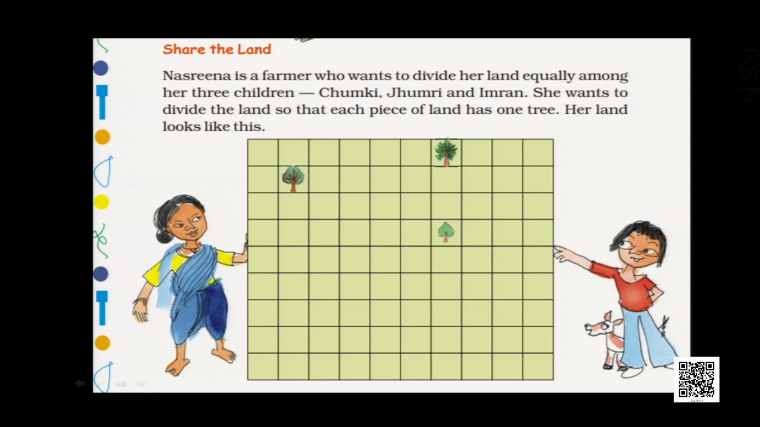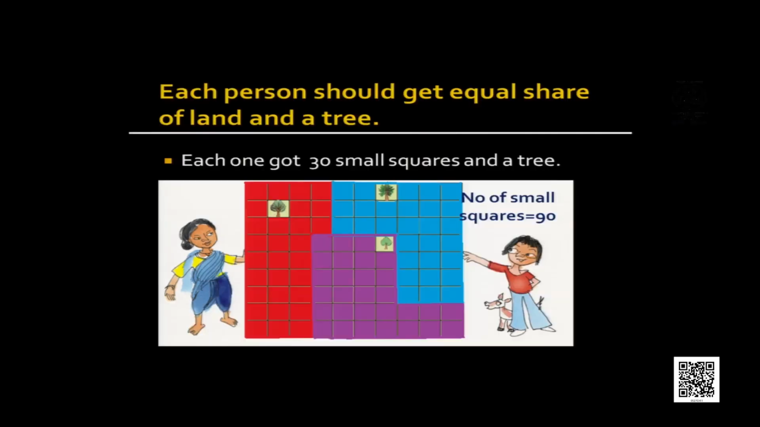So for that, what we have to do, first you calculate the number of smaller squares on her land. We have divided her land with some small square units. Okay, so how many squares are there? There are 90 squares. If you count properly, you will get 90 squares. So each child should get 90 divided by 3, 30 squares, isn't it? And we have to divide in such a way so that with 30 squares there should be a tree, because the farmer wants her children to get equal amount of land, that too with a tree.